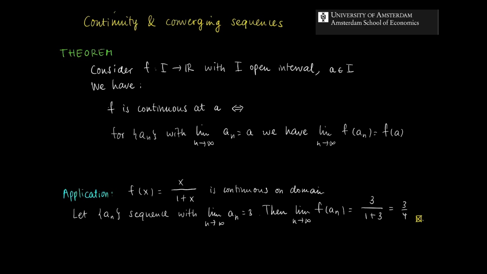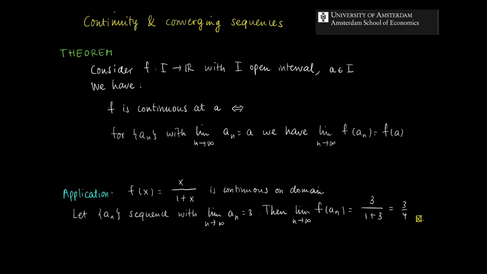I will prove the theorem in the coming part. So first I will show the forward implication. Well, let's go back for a minute. What is the forward implication? Well, I assume that f is continuous at a, and then I have to show that for any sequence a_n with limit a, the limit of the images is f(a). Right, so let's do that.